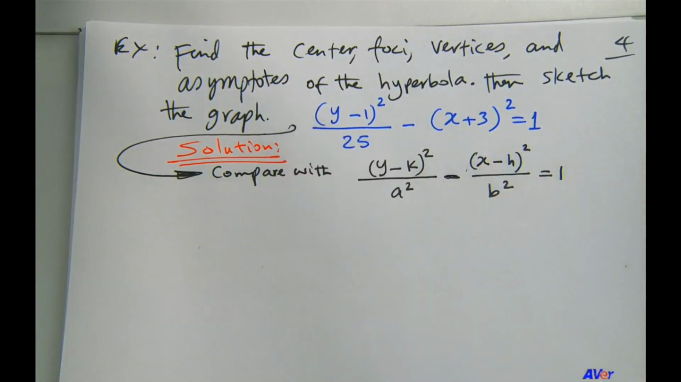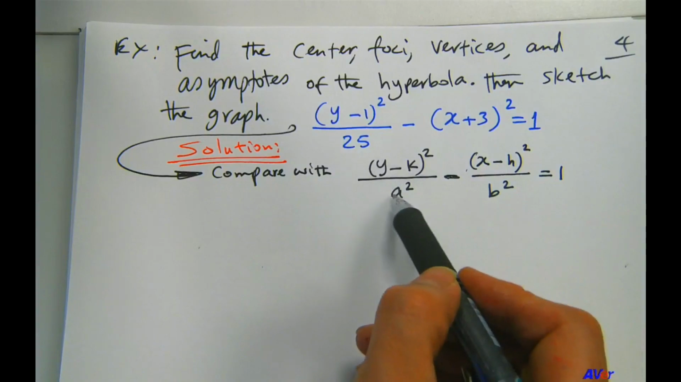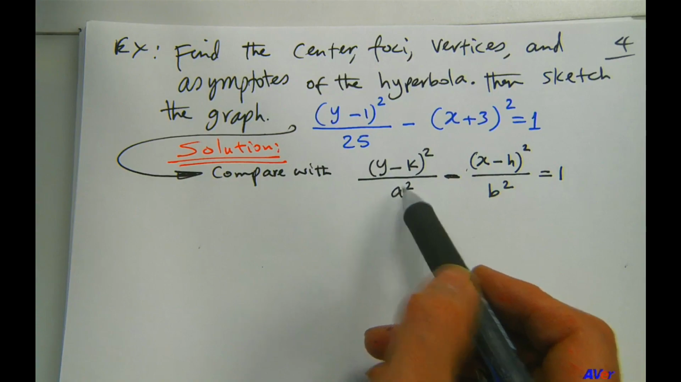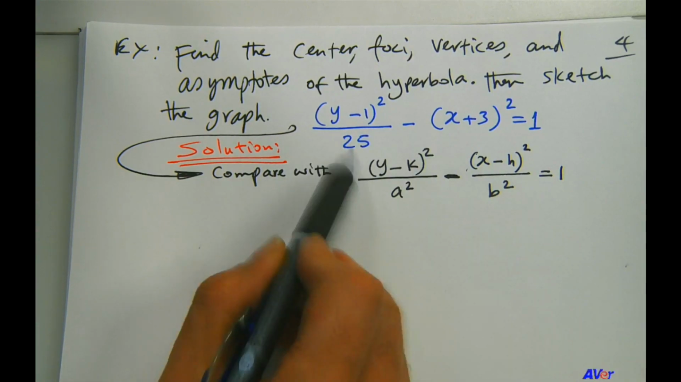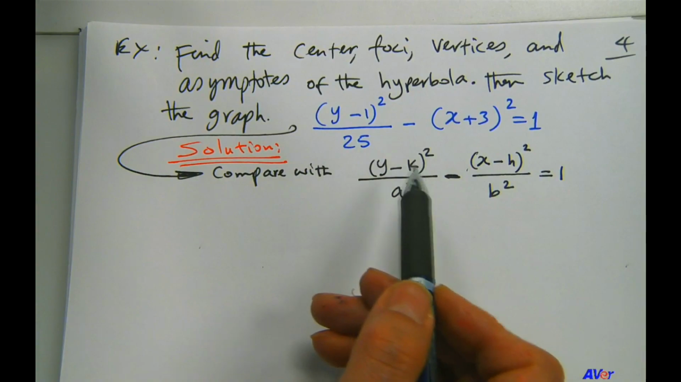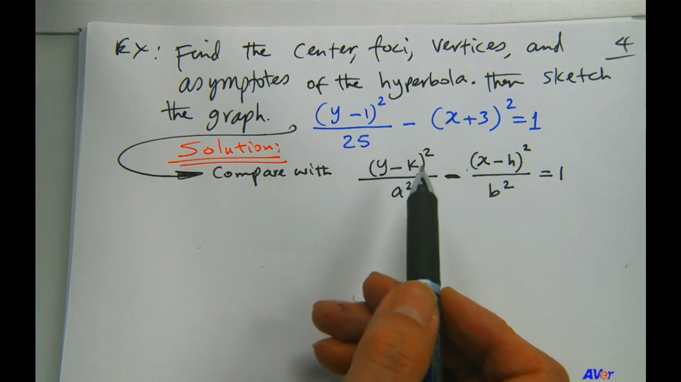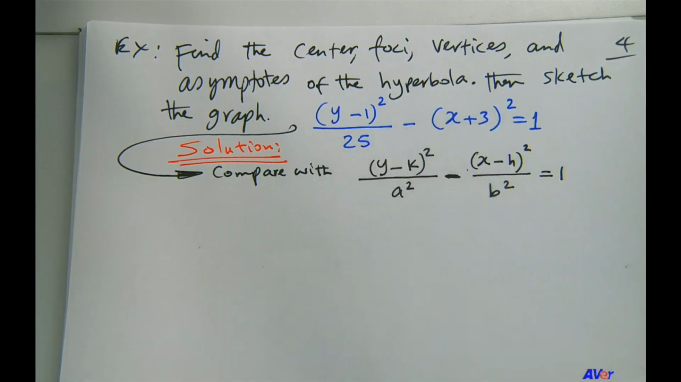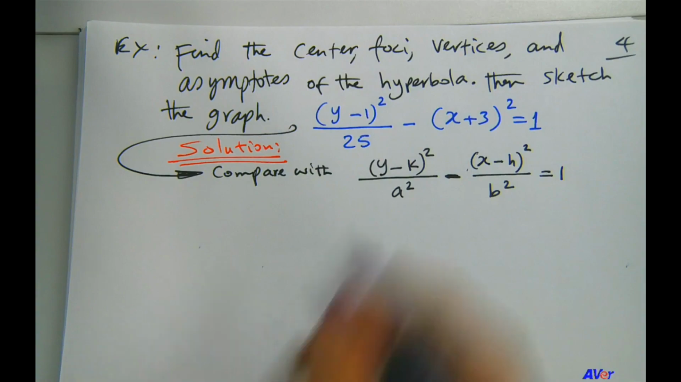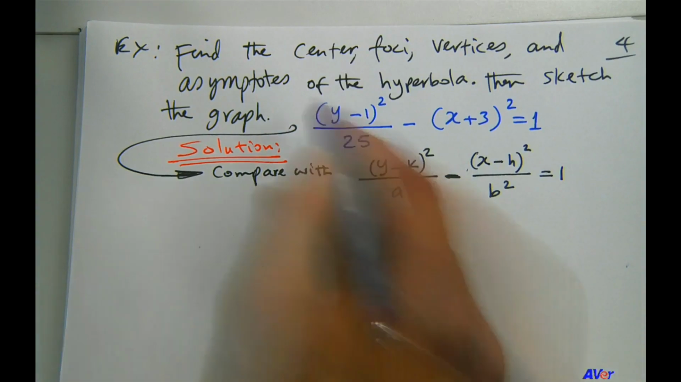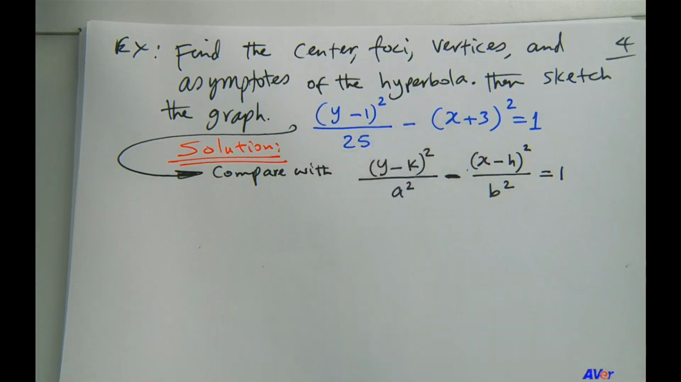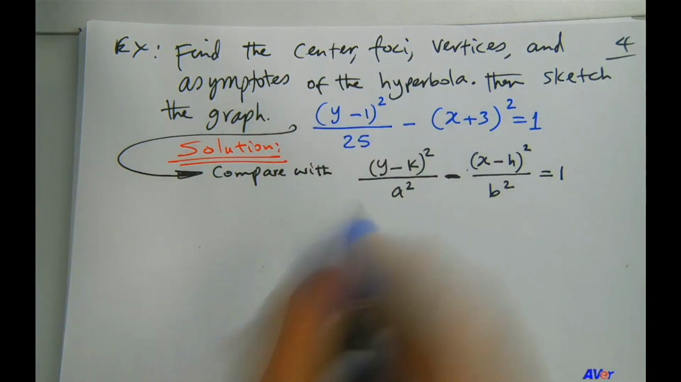So comparing that with that, we know that a represents the vertices of the hyperbola, so a squared is equal to 25, which means a equals plus or minus 5. But even before that, maybe you should pause the video and write down the center. What are the coordinates of the center of this hyperbola? Okay, I'm assuming you've already paused and you know what the center is.